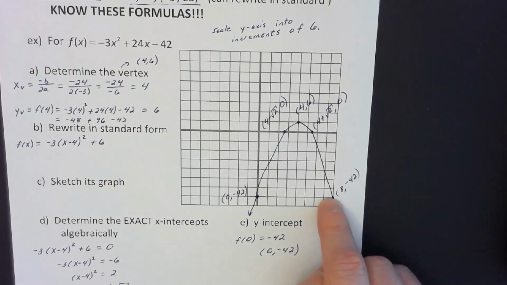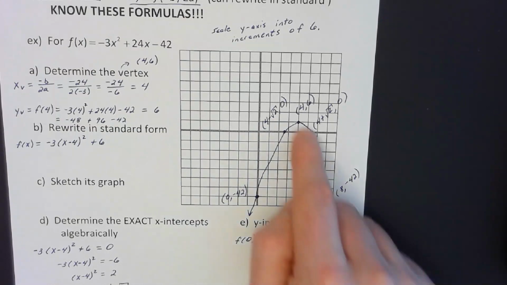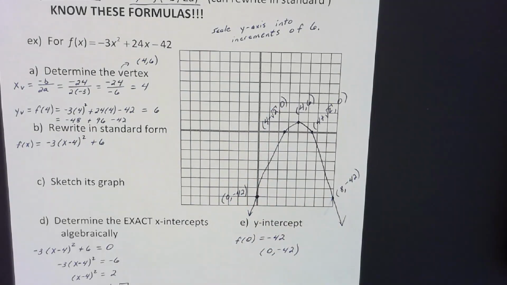It doesn't have to be a part of your graph. I just find it helpful to have another point to determine the symmetry and get the shape right. So after that, you graph in your function.